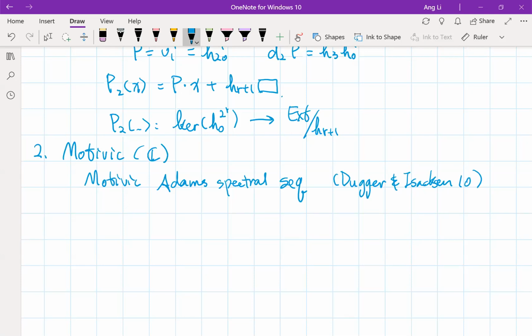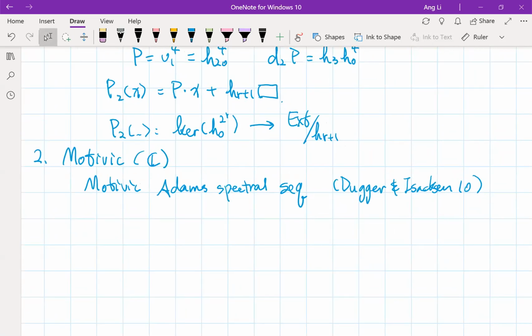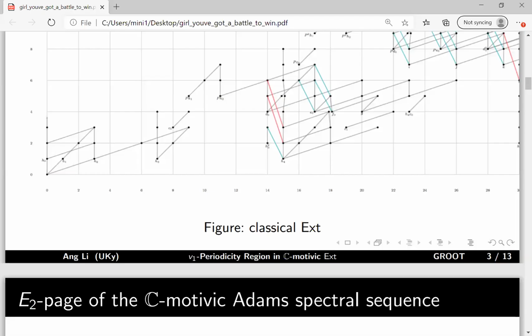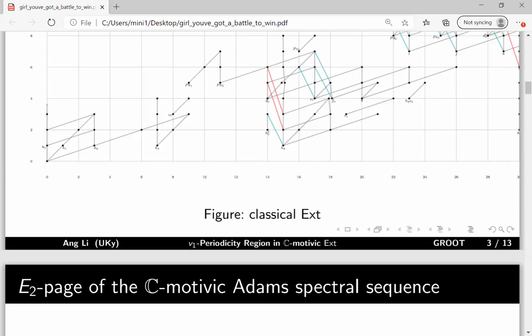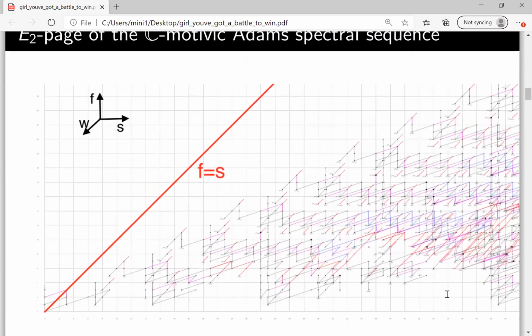So the spheres are two-dimensional now, so the spectral sequence becomes three-dimensional, as you can expect. And of course, we're looking into the pattern. All right, so we have three-dimensional now, and the stem and the filtration stay the same, but the motivic weight is coming out.